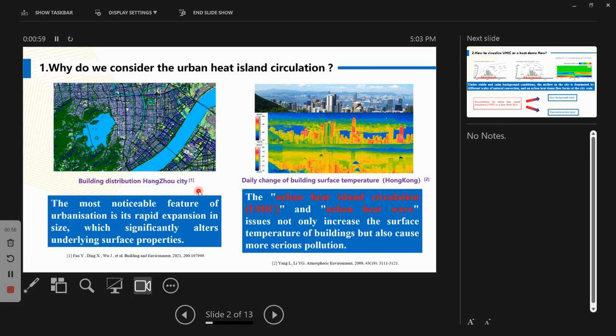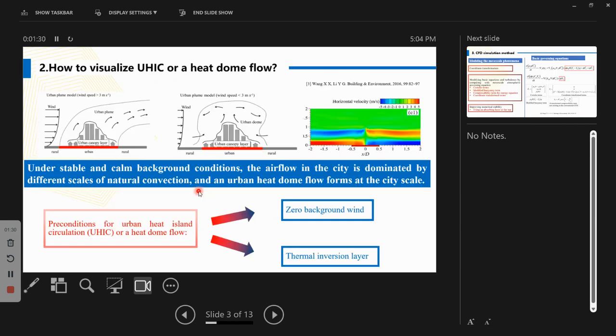So let's address our first question. Why do we consider the urban heat island circulation? Urbanization is characterized by rapid expansion, altering the underlying surface properties. Calm and stable conditions often lead to extreme heat waves and urban heat island circulation, which not only increases the surface temperature but also creates more serious pollution. So it's important to study the urban heat dome flow or urban heat island circulation.